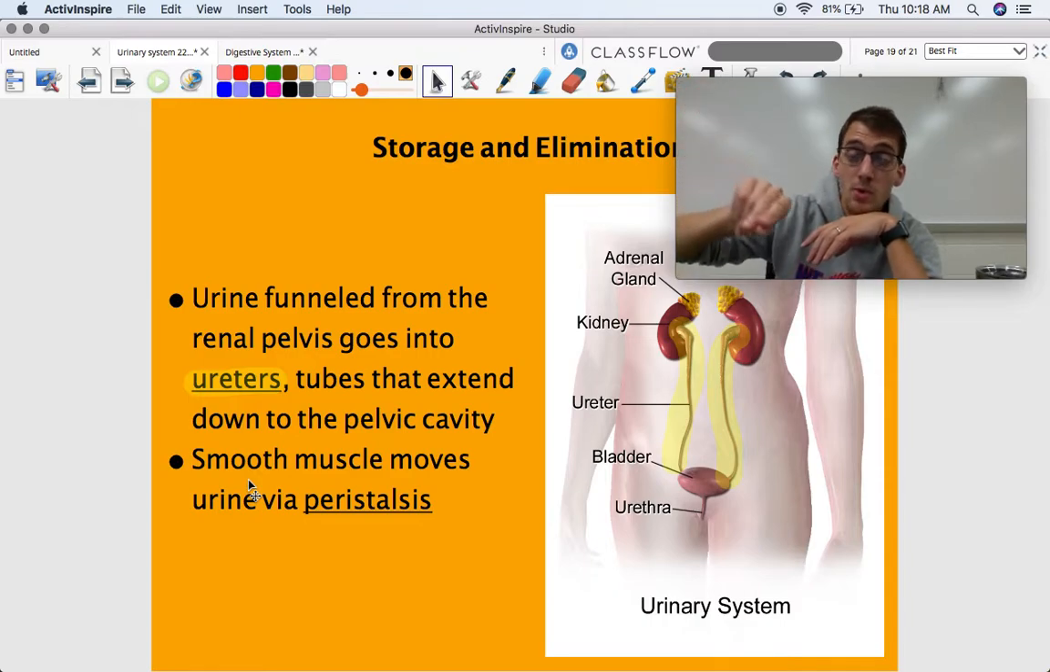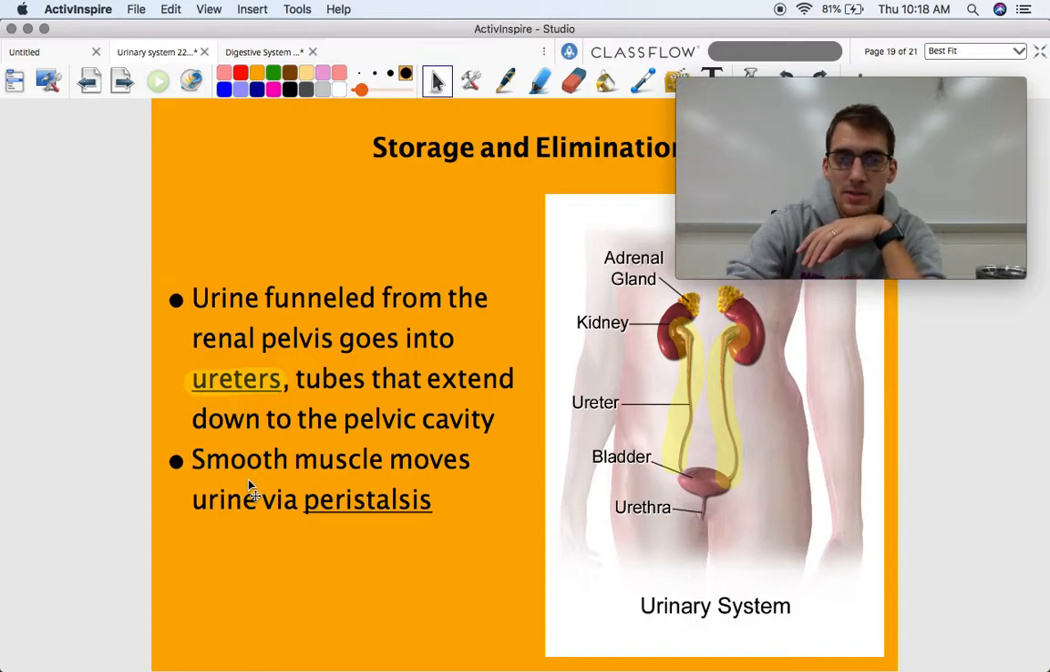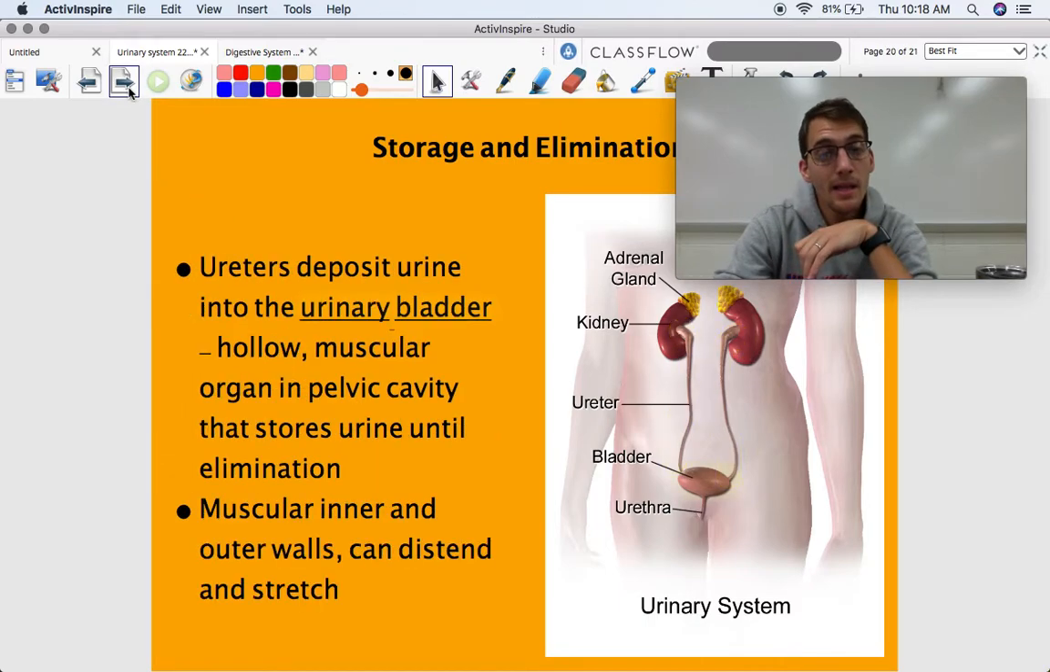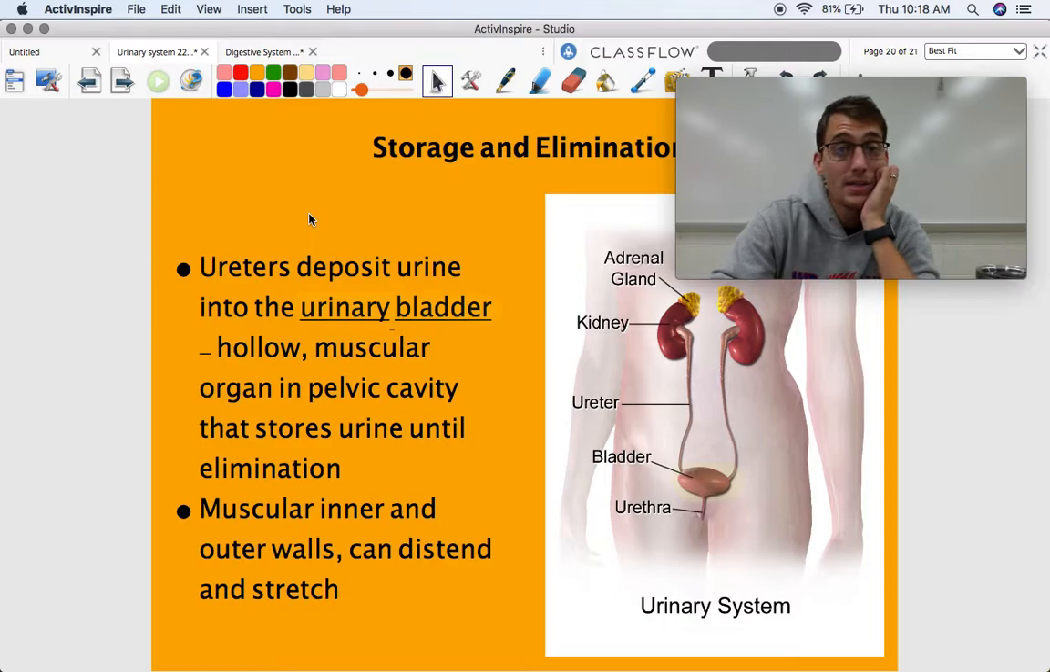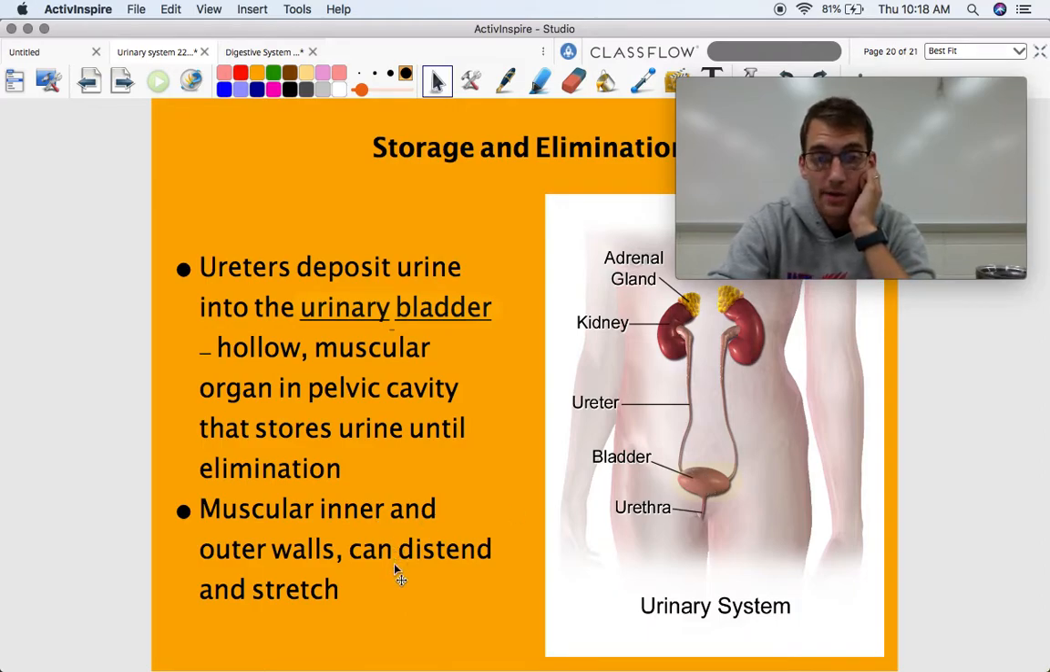Your ureters are going to be squeezing the urine down into the bladder so that it can be stored and then eliminated. Okay? Ureters deposit urine into the urinary bladder, which is a hollow muscular organ in the pelvic cavity. We are all familiar. We've all held our pee before for perhaps too long. It's not a good thing for you. And you felt that discomfort from the distension of the urinary bladder, right? So it's stretchable, and it's very muscular, right? So it can expand a little bit as a result of having a lot of pee in it. It has inner and outer walls, and it can distend and stretch. And it's going to store that urine until it's eliminated.